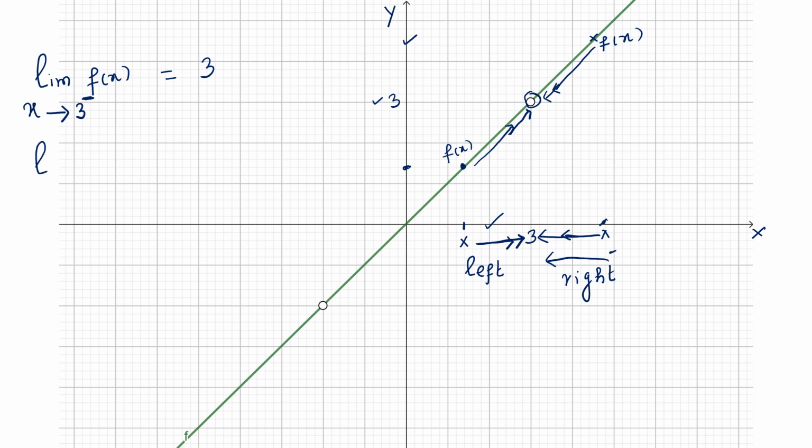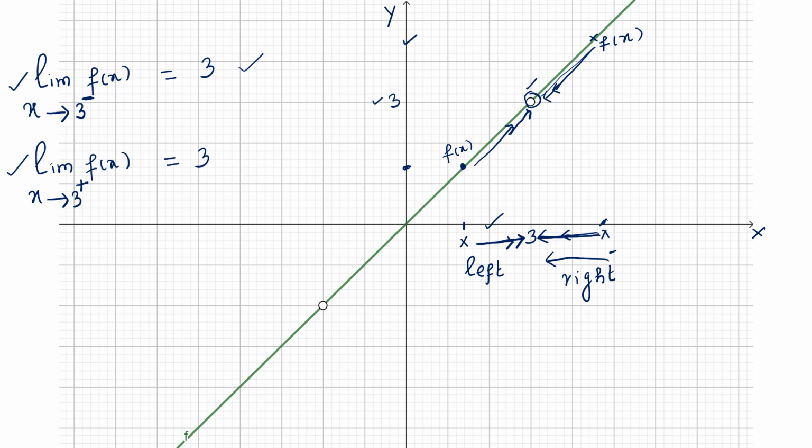Similarly, limit of f of x, if x approaches 3 from the right side, means we have to write plus. What is the value? Here you have to see, x approaches 3, f of x approaches this point. This point is here. The corresponding value in y is 3. So the limit of f of x, if x approaches 3 from the left side, is equal to 3.